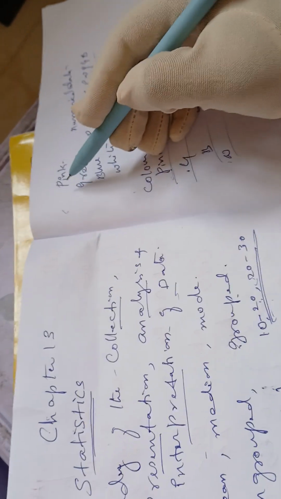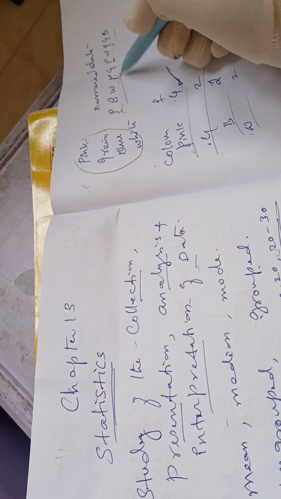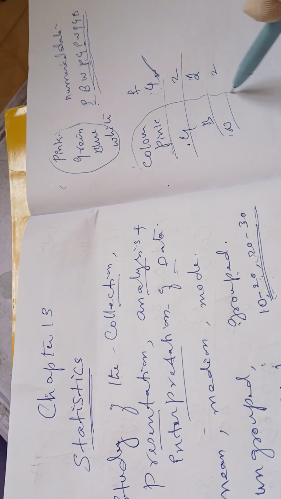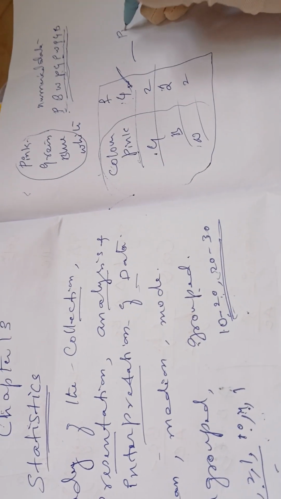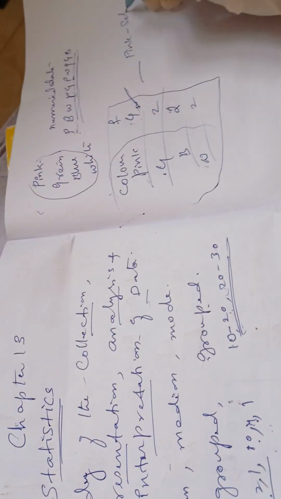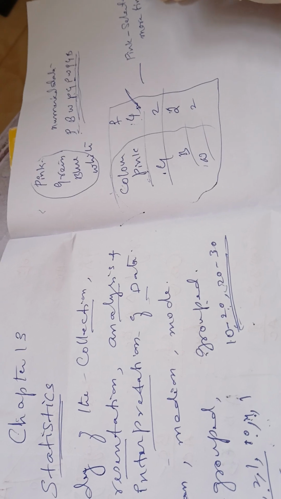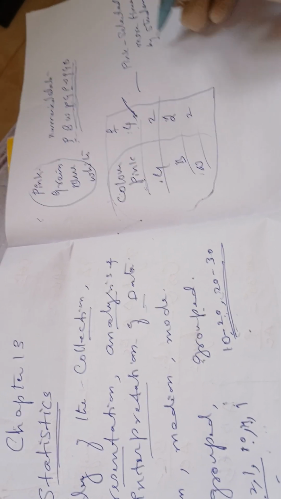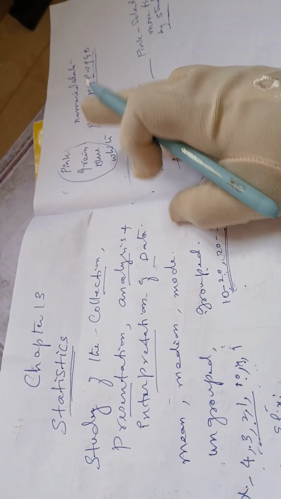So this is nothing but statistics, where we collect the data, we represent the data, that is presentation, then the analysis is done. Then we say that pink is selected more number of times by the students, or we can say that more students select pink. So this is nothing but your interpretation. That is statistics.